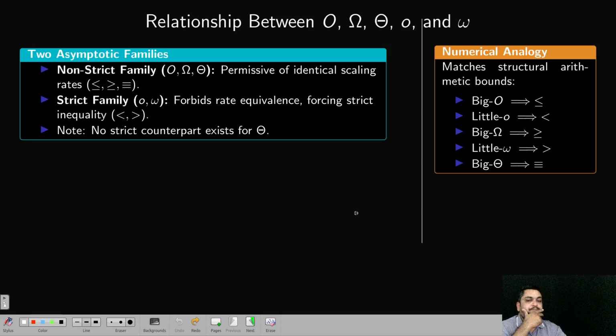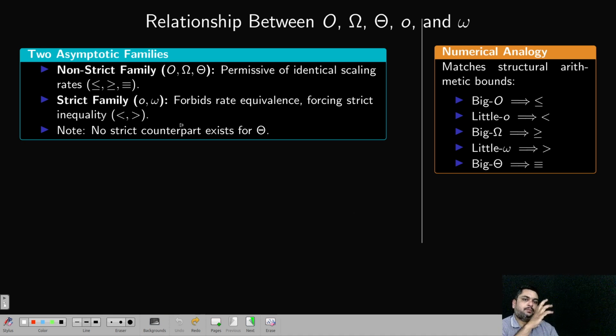Welcome. In the previous video we understood the asymptotic notations big O, big omega, theta, and then little o and little omega. Now we will see some relationships between these two families and their properties. So these are some important properties we are going to discuss.